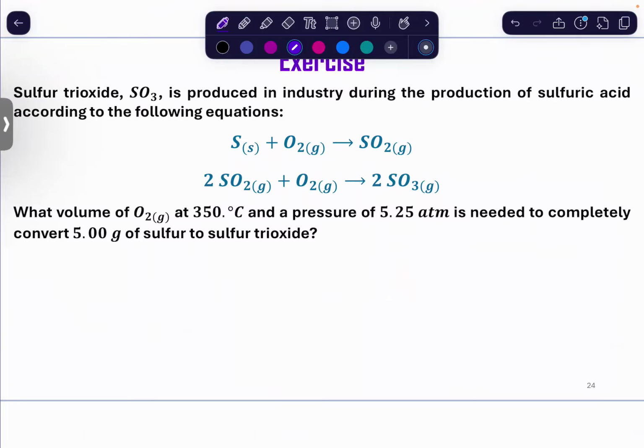So you have to think of this in two parts. We're going to need a total, so we're going to need moles of O2 from equation 1, moles of O2 from equation 2, and we're going to need to add those together. Once we get that, we can use the ideal gas law to then figure out the volume of O2 once we have total moles.